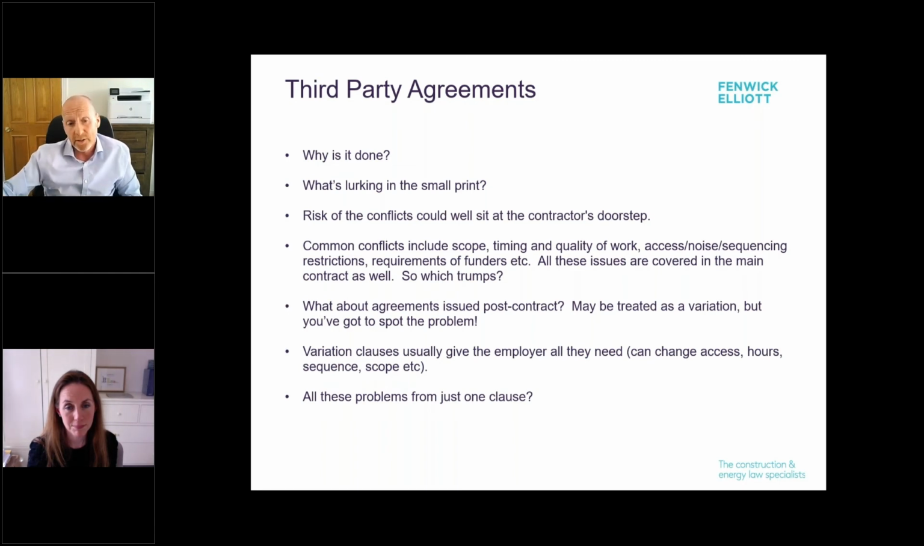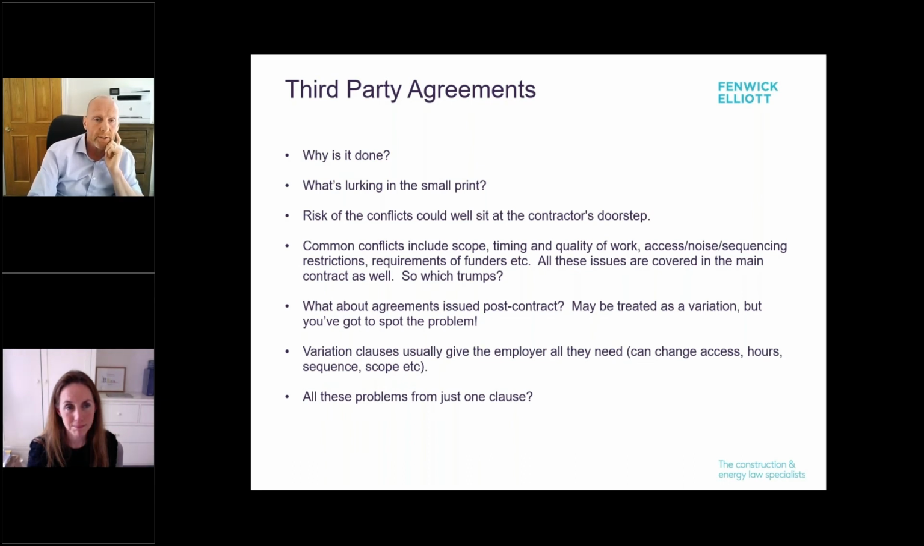Okay. And the reality of the situation is that most variation clauses in building contracts give clients everything they need. They don't need this ability to incorporate these agreements because they can change our work. If the tenant comes in and says, I'd like the work done in a certain sequence, we can do that. If they want a change in scope, we can do that. Working hours to change, that can be done by the variation clause, not by incorporating these other agreements by the back door, which can cause so many problems. So I think an awful lot of problems can come just from one little clause and the incorporation of agreements that are only partly related to construction.